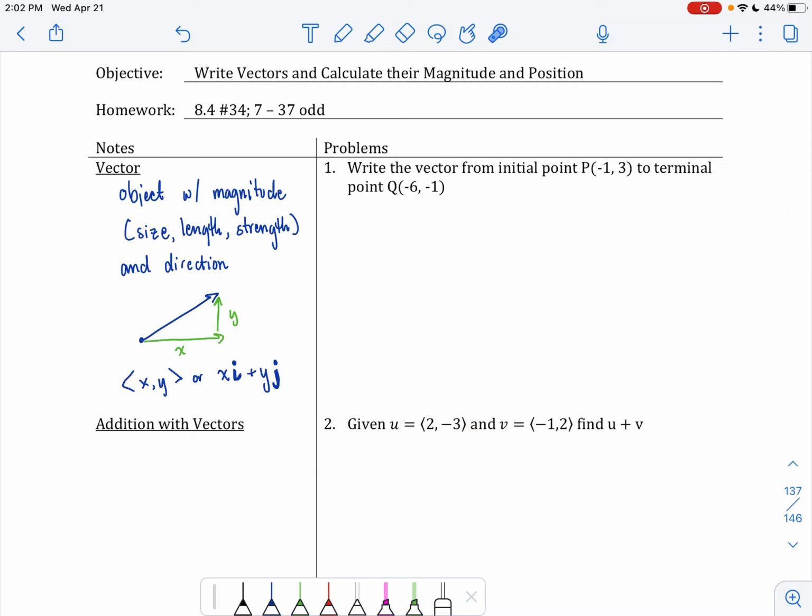These are like the parentheses I'm trying to draw here, just so you can see that. All right. So, number 1, write the vector from the initial point (-1, 3) to the terminal point Q (-6, -1). So this is our initial point where it begins, and then the arrow here is our terminal point. So if I'm thinking about this graphically, because these are ordered pairs on the coordinate plane, (-1, 3) is our start, and (-6, -1) is Q, and our vector goes in between like so.